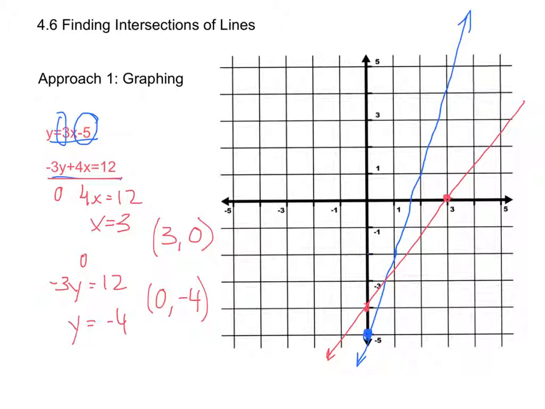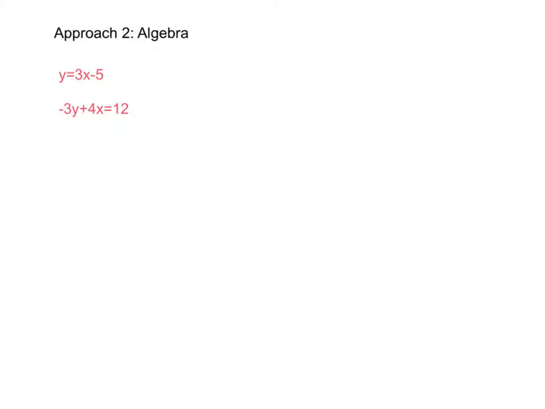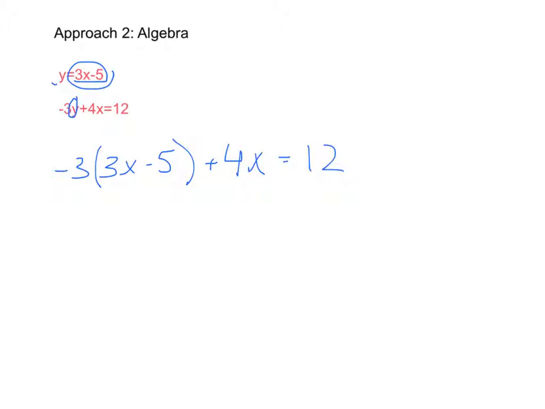As you can see, this doesn't actually always work out. We can see where they intersect, but it's going to be very difficult to actually find a point there. That's why we have our second method, which is setting the equations equal to each other. In our second approach, we're going to do some algebra. We're going to substitute in the y here for what y equals here. So we're going to have negative 3 times (3x minus 5) plus 4x equals 12. And then we can solve for x.